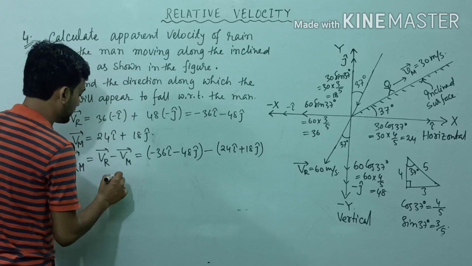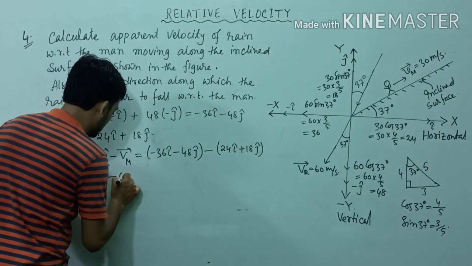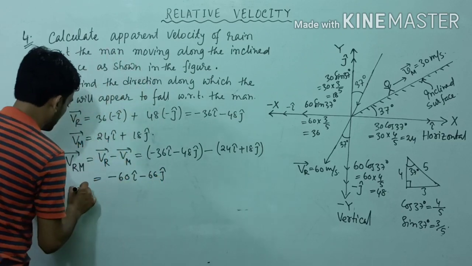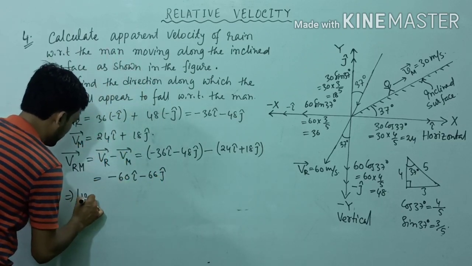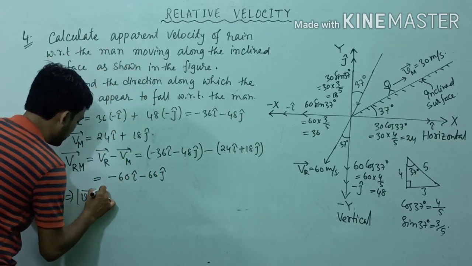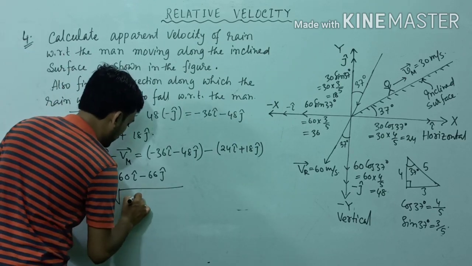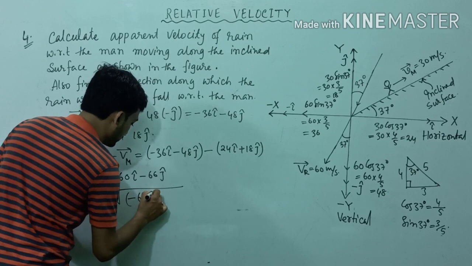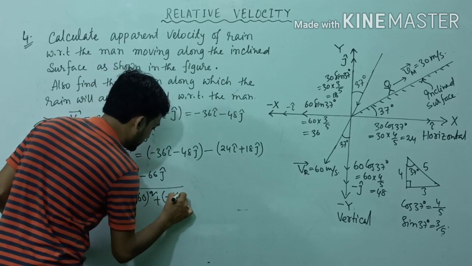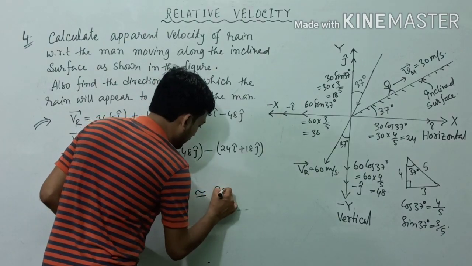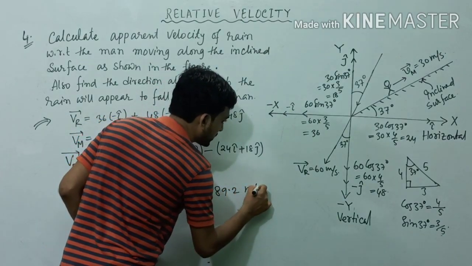On solving we will get minus 60 I cap minus 66 j cap, which implies mod VRM, that is magnitude of apparent velocity of rain with respect to man, is equal to square root of minus 60 whole square plus minus 66 whole square. On solving this, we will get approximately 89.2 meter per second.